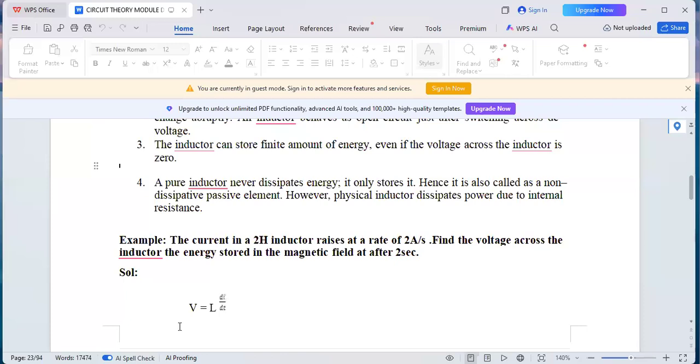So that's what you said here. A pure inductor never dissipates energy. It only stores it. Storing it is what produces the electromagnetic field. Hence, it is also called a non-dissipative passive element.